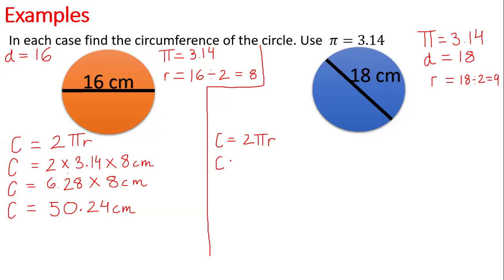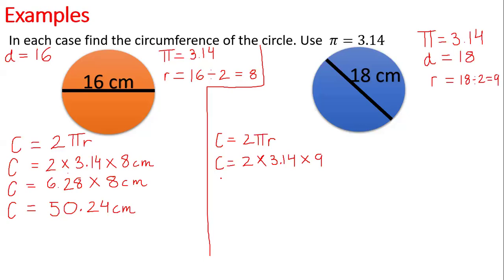What is pi? Put your answer on the chat, please. 3.14. Very good. So it's going to be 2 times 3.14, because that's pi. What is r? r is the diameter divided by 2, so it's 9. Sorry, my bad. Good. And so we have 2 times 3.14 times 9, right?